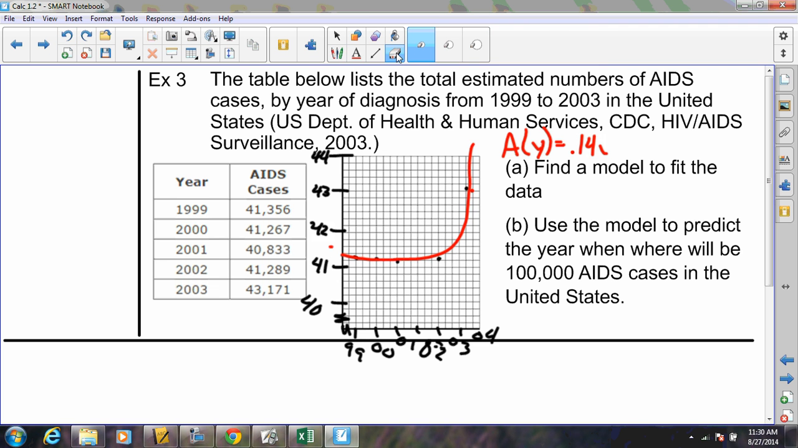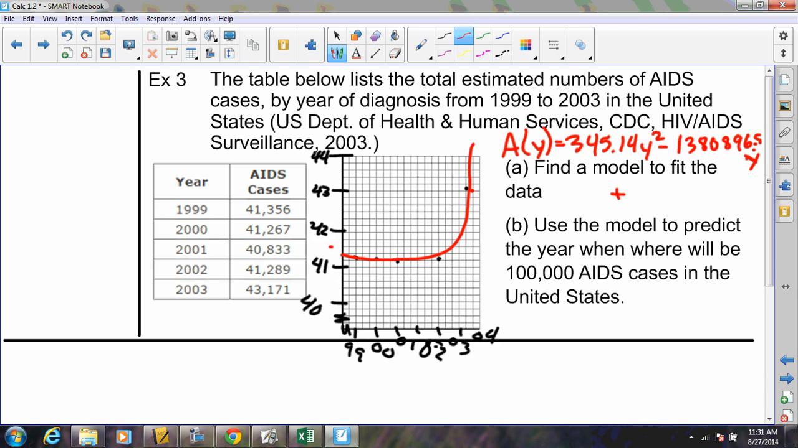Okay, I was missing that part. So 345.14 y squared, 9.5 times y, and then the third, 138,126,247.3. Okay. So those are some glorious numbers.